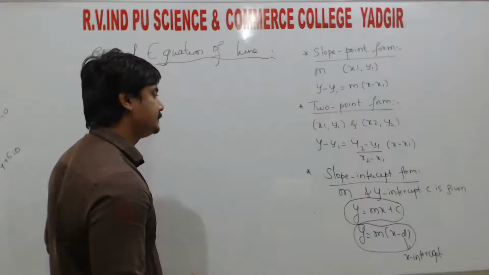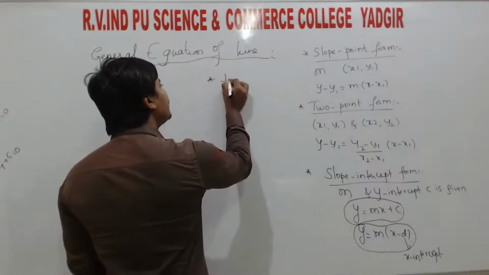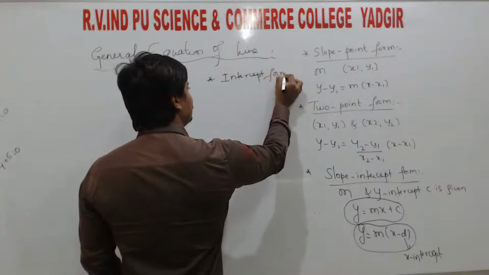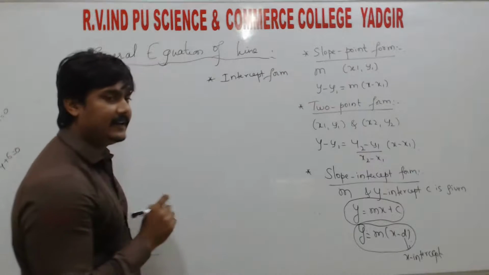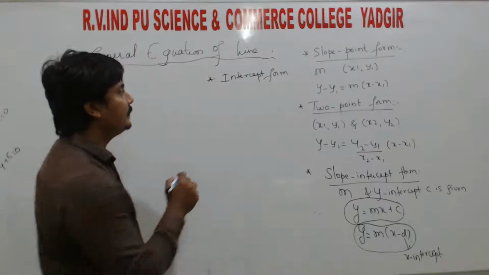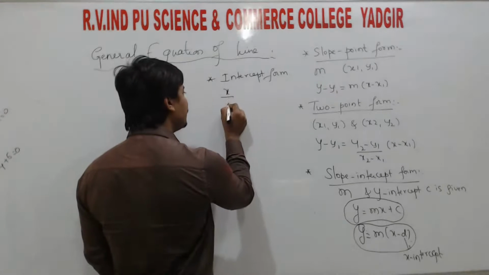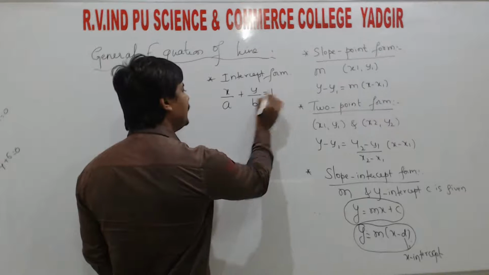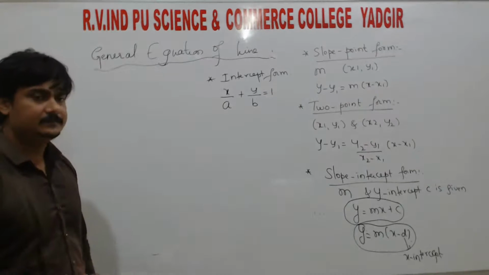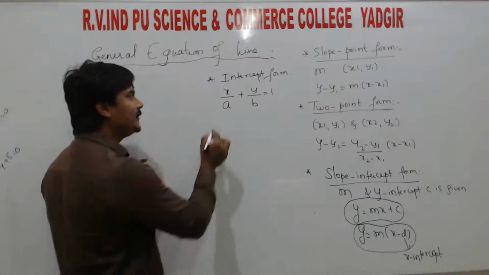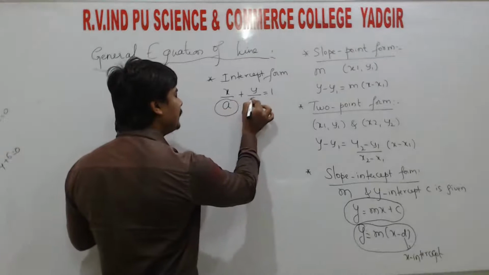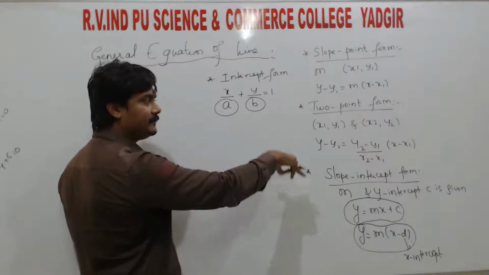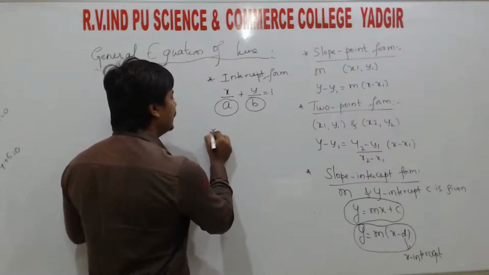Okay. Next, intercept form. Now, question number 19 in exercise 10.2, we used the intercept form. What is the intercept form? x by a plus y by b equal to 1. When do we use this? When x-intercept a is given and y-intercept b is given. What is given will decide which form of straight line equation you will use.